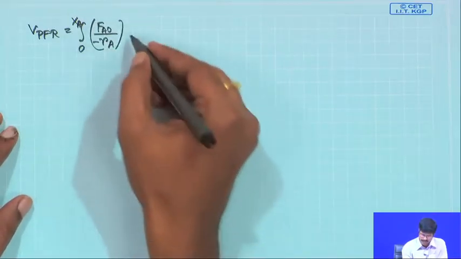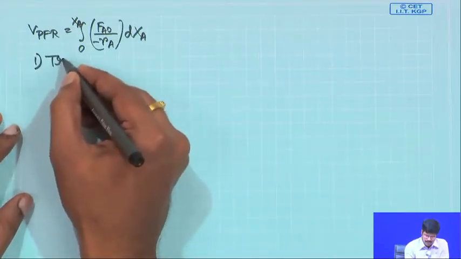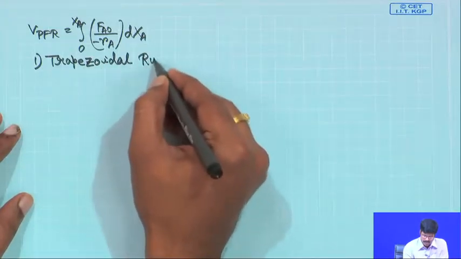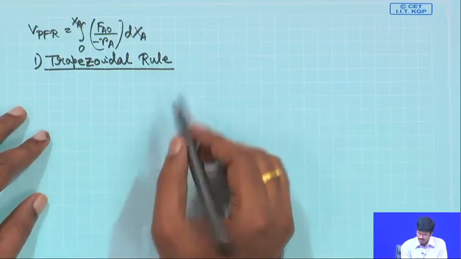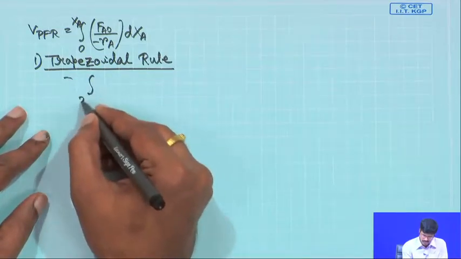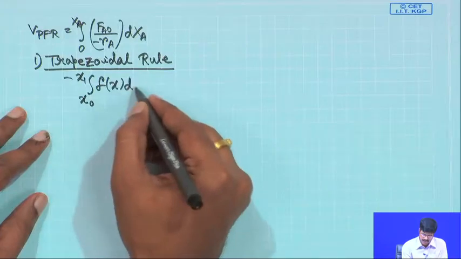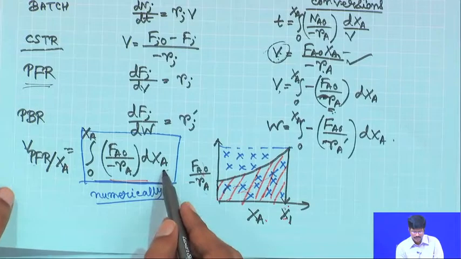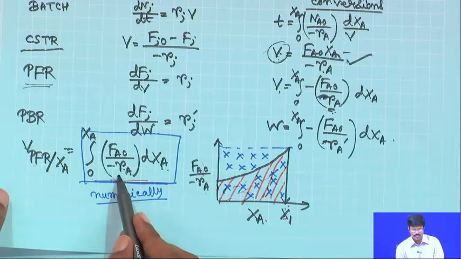Evaluation of the integral is nothing but finding the area under the graph. One of the ways in which you can do that is the trapezoidal rule, a numerical process. Basically, this is a 2-point process. You want to evaluate an integral from x_0 to x_1 of f(x) dx. This is f(x) dx, because this particular thing is a function of x, which is the conversion, that is why it is f(x).